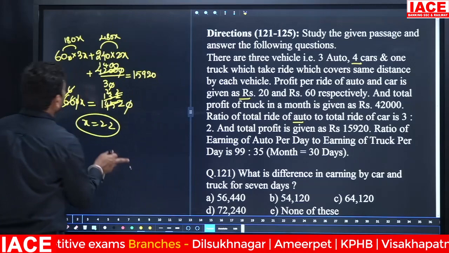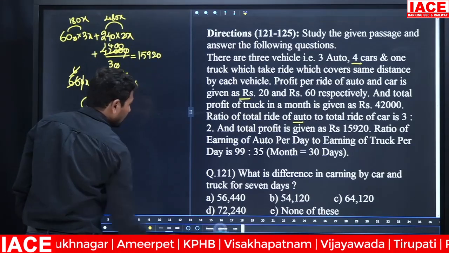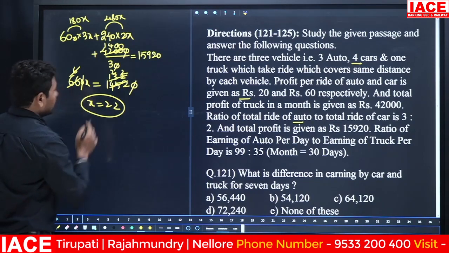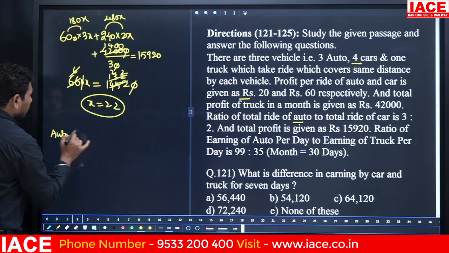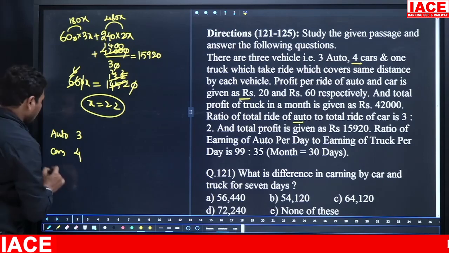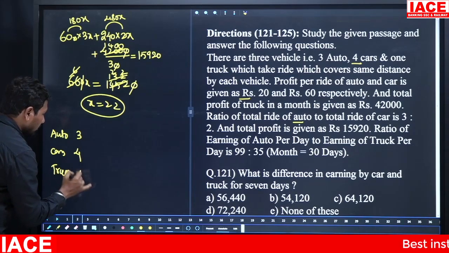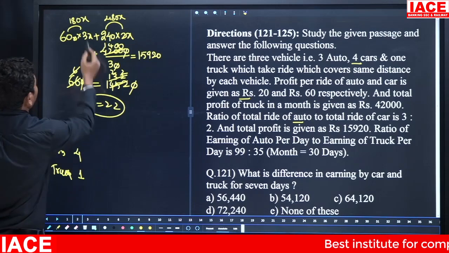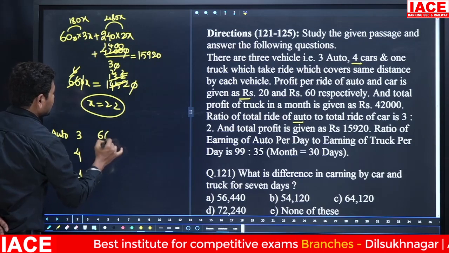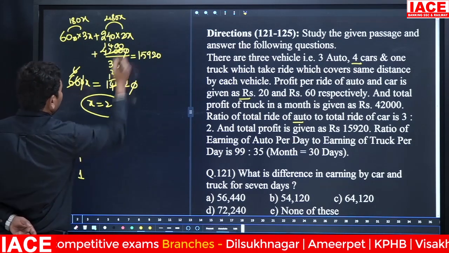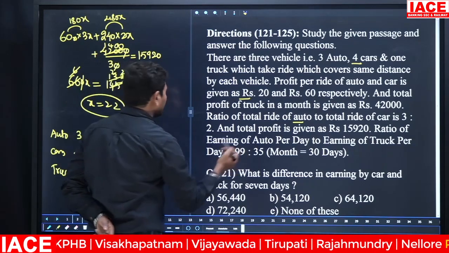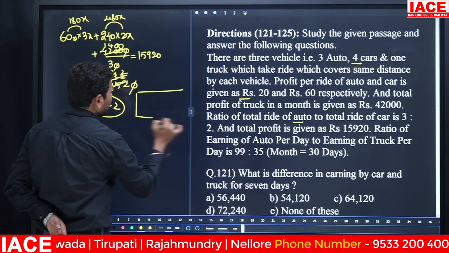We have to create one table: how many autos, cars and trucks there are. There are 3 autos, 4 cars and 1 truck. Then 22 into 3 is 66 rides for autos, and cars get 22 into 2, which is 44 rides. And there is another ratio, 99:35. We have to solve this.